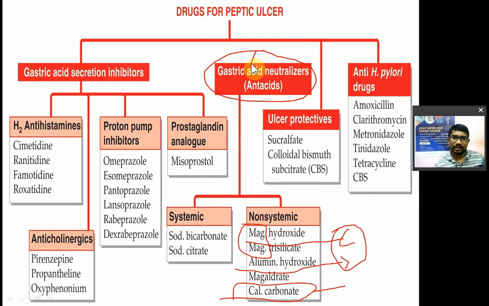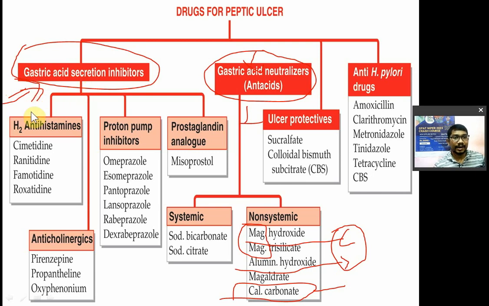Now the second class. What will they do? They will neutralize the acid which is already formed, okay. Now the second class is known as anti-secretory agents. This second class, the gastric acid secretion inhibitors, are known as anti-secretory agents. What will they do? They will prevent the formation of acid. They will not neutralize the acid, but they will prevent the formation of acid. They will not let the acid be formed.